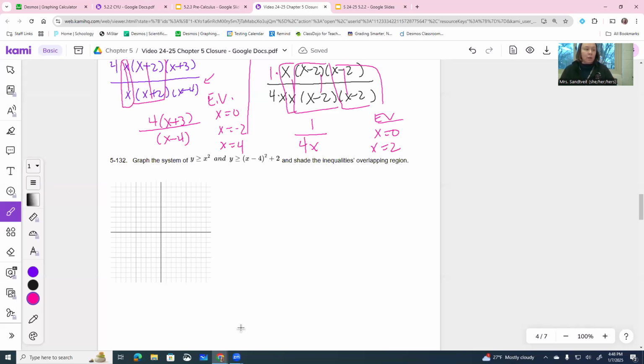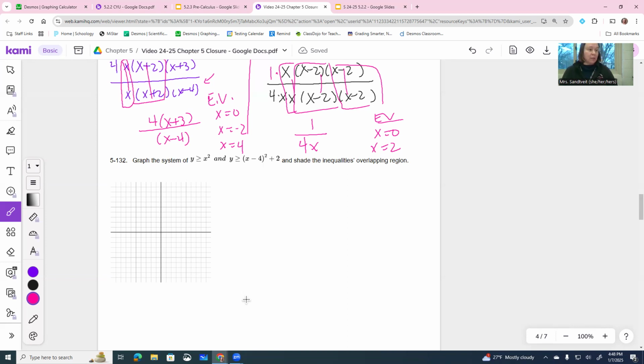All right, so starting with 5-132, it's asking us to graph the system of inequalities. So we have y is bigger than or equal to x squared, and y is bigger than or equal to (x minus 4) quantity squared plus 2, right? When you solve a system, you have to make sure you're including that shading.